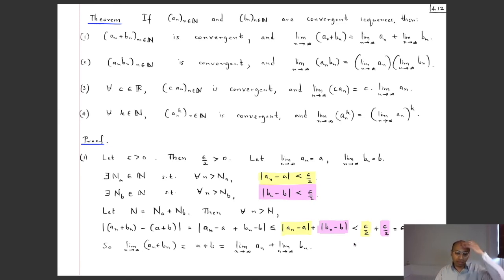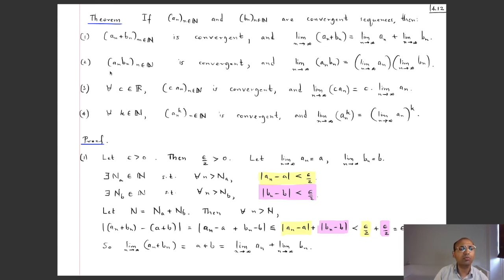So we have checked the statement of the definition of convergence, and so we can conclude that the limit as n tends to infinity of an plus bn is equal to a plus b, but a is the notation for this limit and b is the notation for this limit. So if you substitute that, then we have got this theorem. Okay, so we have showed that the term-wise sum of convergent sequences is convergent, and the limit is the sum of the original limits.